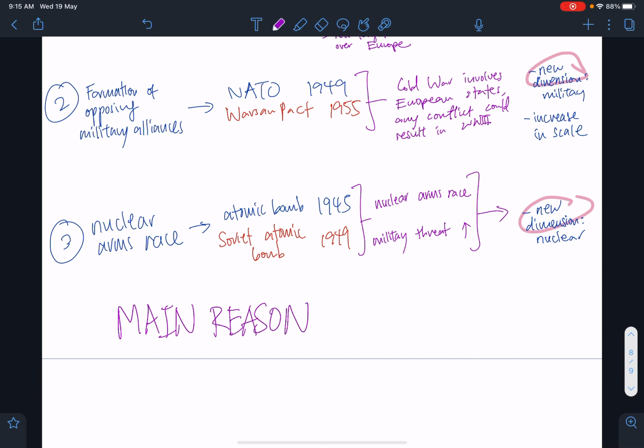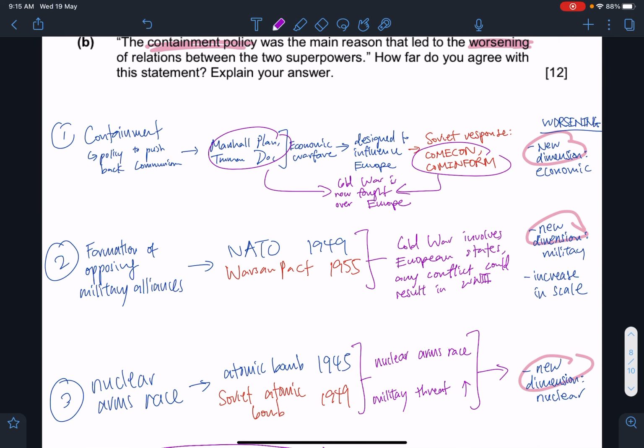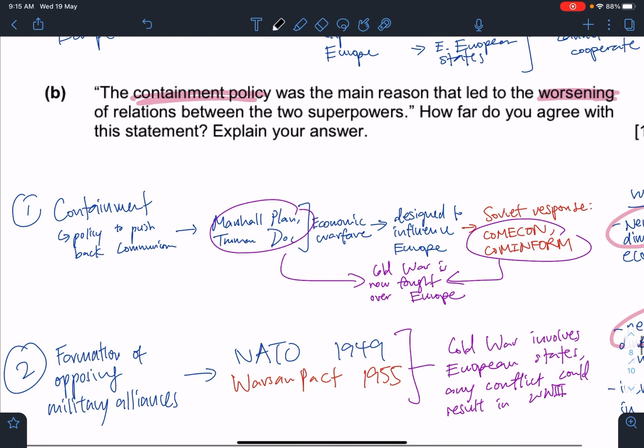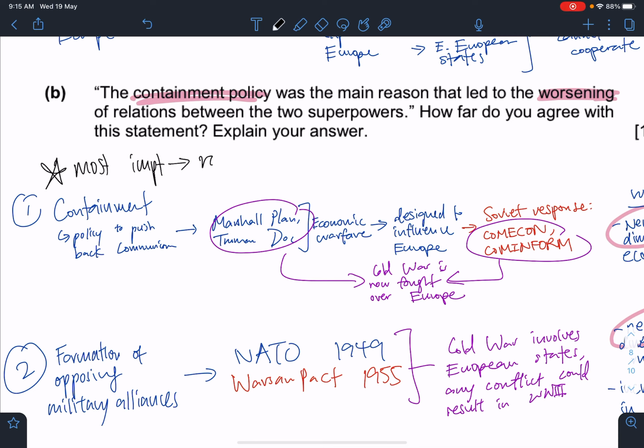Okay, now I wouldn't put nuclear because nuclear is actually a product of ideological differences. Okay, so I might choose one of my conclusions to be containment. If this is the most important, it is the main reason, it's because it is the root policy. Okay, remember political shapes economic shapes military. Okay, so if that is the root, then that is where it comes from. That is why it is the main reason.